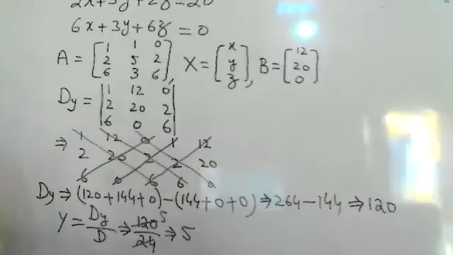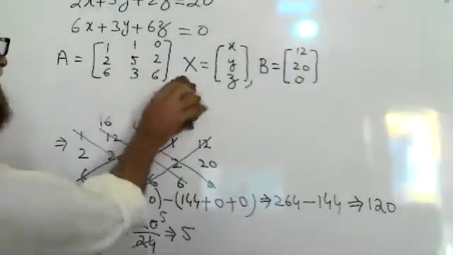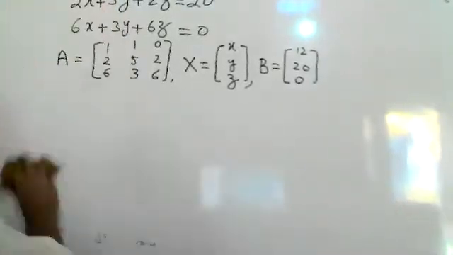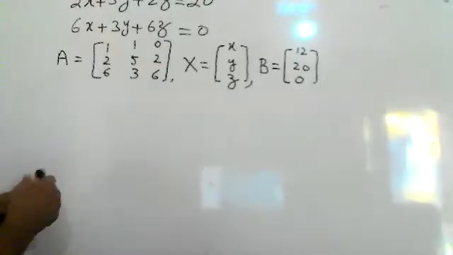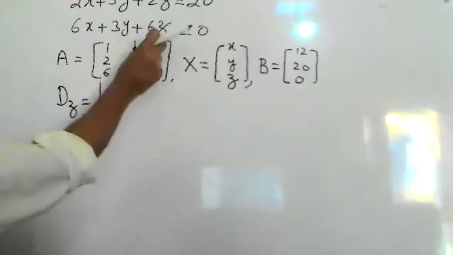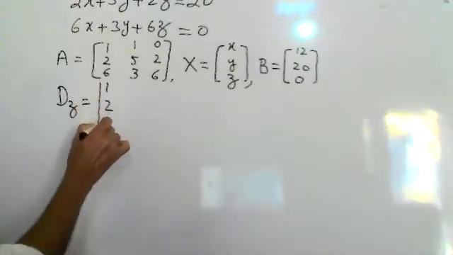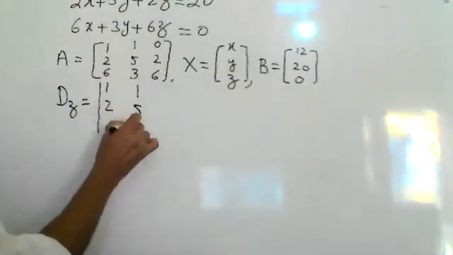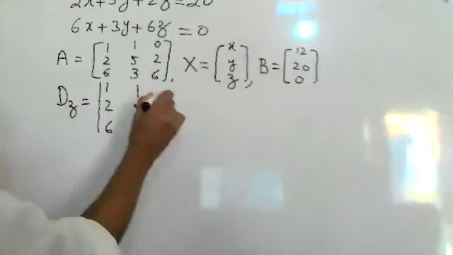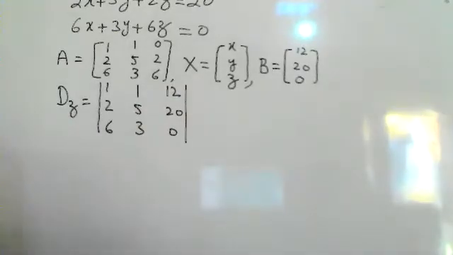Now we will find dz. Again, in the determinant d, the coefficients of z are replaced by the constants. The remaining two coefficients are as they are: 1, 2, 6, 1, 5, 3. The coefficients of z, which were 0, 2, and 6, are replaced by the constants 12, 20, 0. And we will evaluate them.